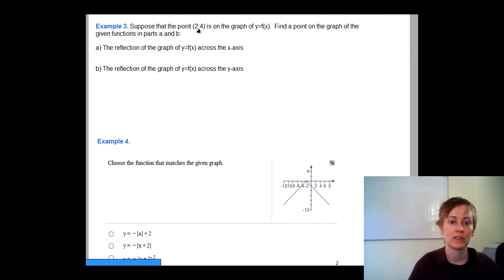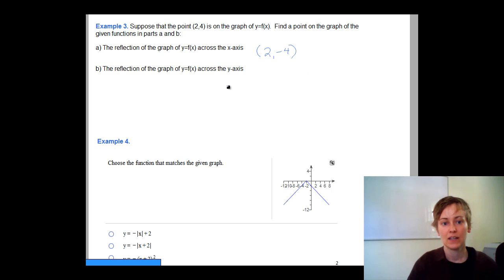Suppose that the point x equals 2, y equals 4 is on the graph of y equals f of x. Find a point on the graph of the given functions in parts A and B. So this is what you're asked to do. I want you to find the reflection of the graph y equals f of x about the x-axis. So when you reflect about the x-axis, the y values will become the opposite sign. So x stays the same, but the y values become the negative of what they were.